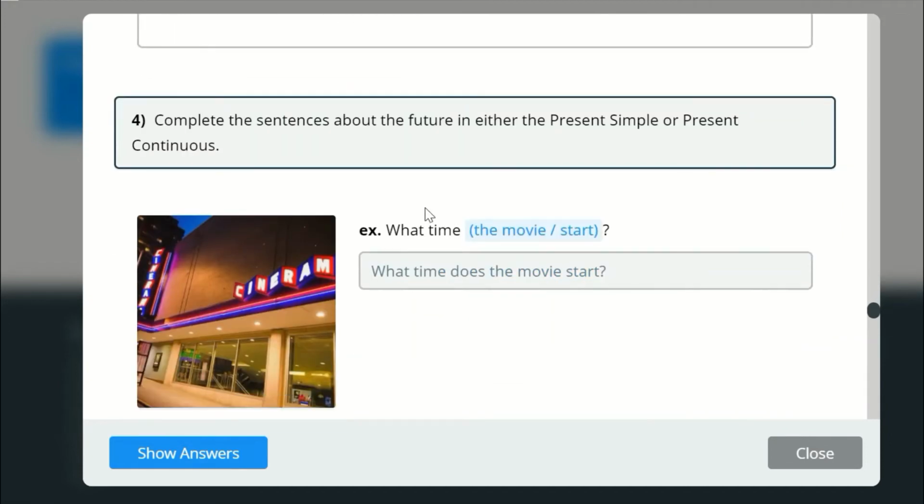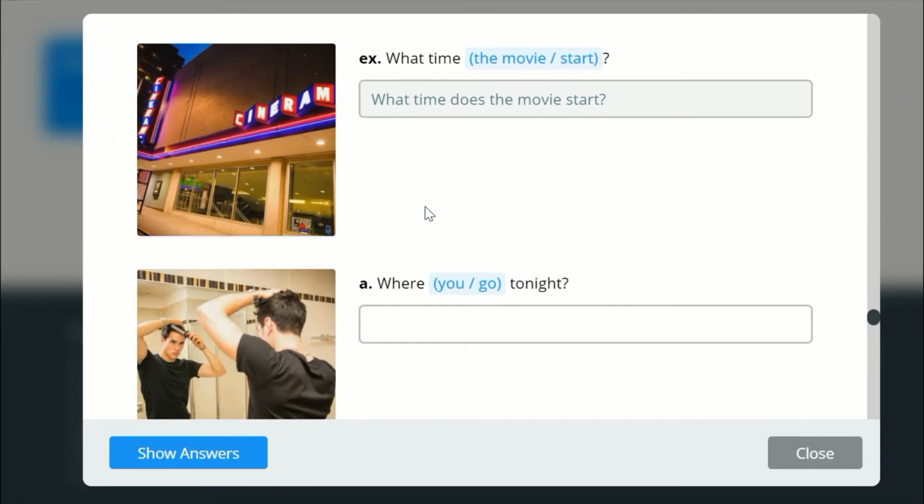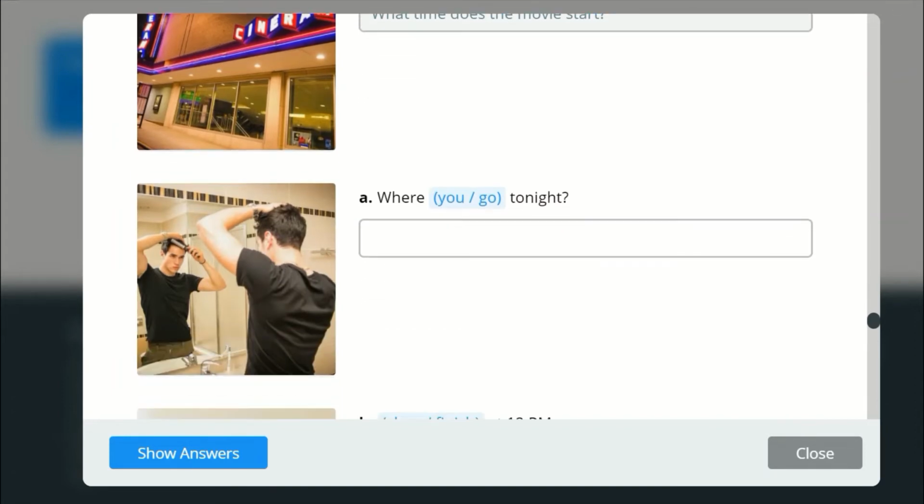Number 4, complete the sentences about the future in either the present simple or present continuous, ¿ok? Remember that we can use the present simple or present continuous to speak about the future. So you're going to choose which one you are going to be using here. What time does the movie start? Because we are speaking about a scheduled time. Where are you going tonight? Okay.